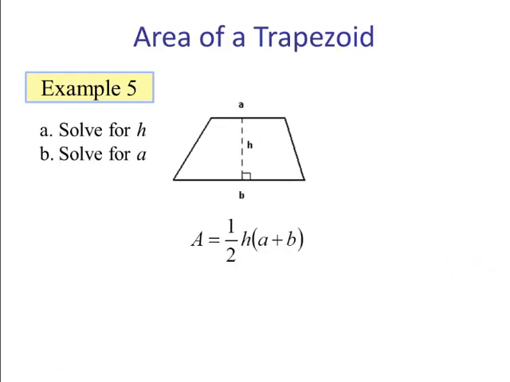Example number 5. This is the formula for the area of a trapezoid. So here's a picture of the trapezoid. There's two different bases. One is labeled a, the other one b. Here's the height. And we want to, for part a, take this equation and solve it for h.